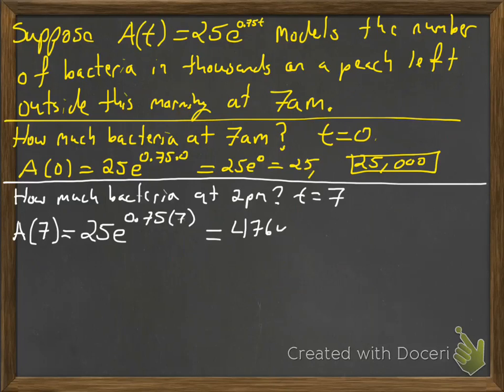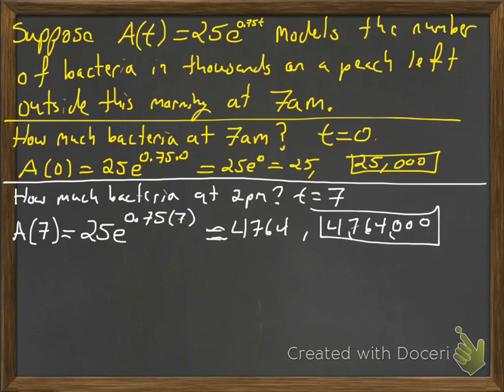When I plug it in the calculator, I get approximately 4764, and that's in thousands, so we'll throw on 3 extra zeros. So after 7 hours, who knows if this is realistic, it's just practice and application here, we have 4,764,000 bacteria. I don't think I wanted to eat that peach in the morning with 25,000. You certainly don't want to. Now you're almost certainly going to get sick. Bad kind of bacteria.